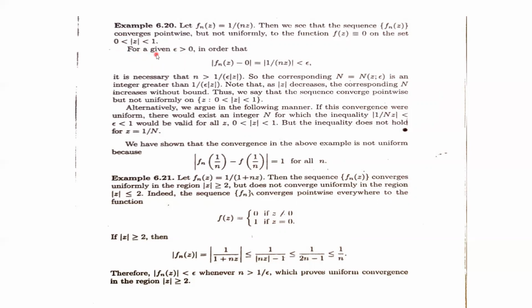Okay, for a given epsilon greater than 0, in order to maintain this modulus of f_n(z) minus 0, that is equal to 1 by nz, this has to be less than epsilon according to the definition. Now, this is less than epsilon only when n satisfies this condition, that is n greater than 1 by epsilon into modulus of z. So corresponding n, as you can see, depends on both z and epsilon, is an integer greater than 1 by epsilon into modulus of z.